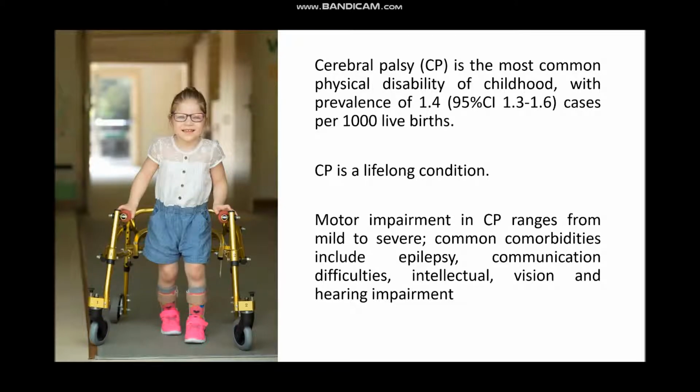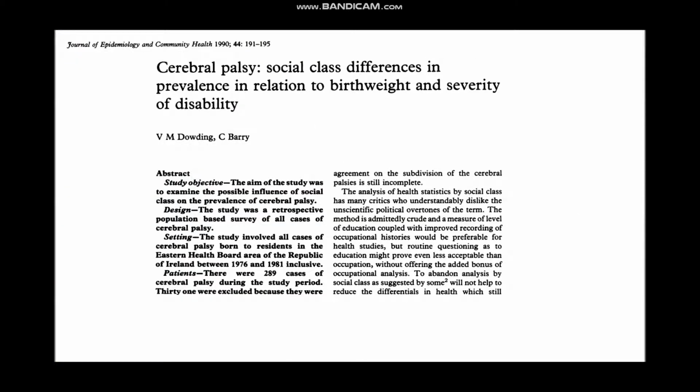Cerebral palsy is the most common physical disability of childhood. CP is a lifelong condition. The motor limitations in CP range from mild to severe. Common comorbidities include intellectual impairment, epilepsy, lack of communication, blindness, and deafness.